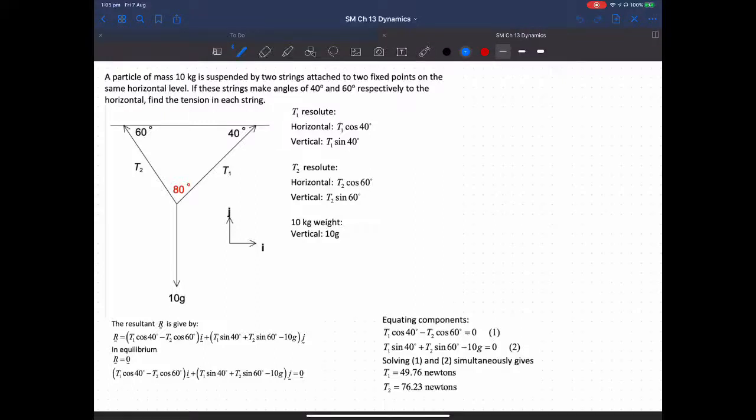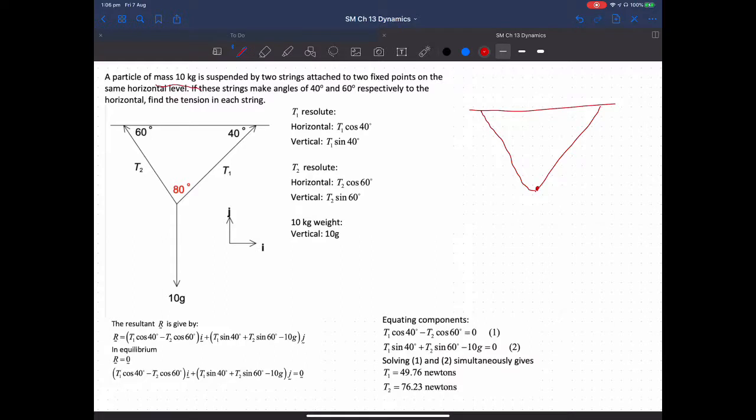In this example, we have a particle of mass 10 kilograms suspended by two strings attached to two fixed points. The two points are on the same horizontal level. So if we're to just draw what is going on, there's our surface, there is our particle. Two strings are attached to the particle. We know that the particle has a mass of 10 kilograms.